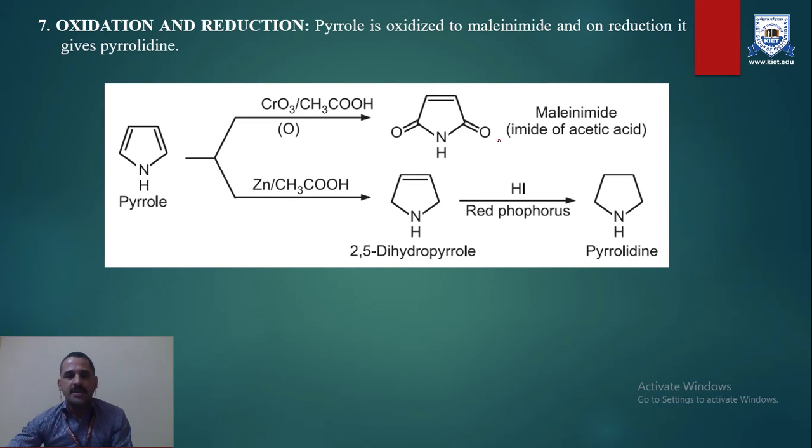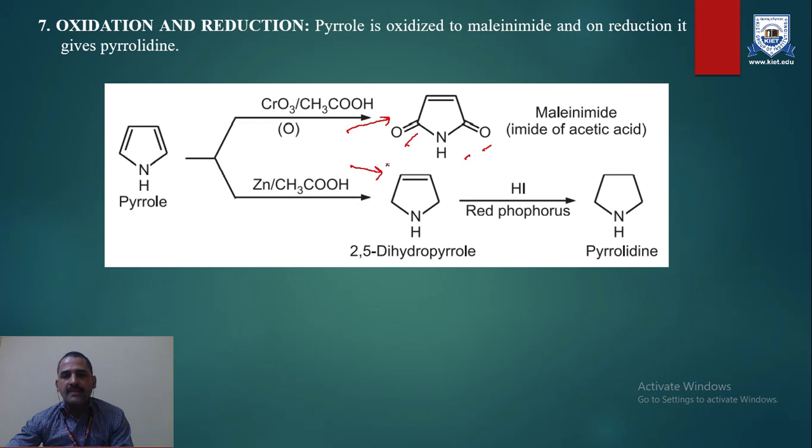Oxidation and reduction reactions. So dear student, in an oxidation reaction generally the oxygen atom will be attached to the molecule, and in a reduction reaction generally the hydrogen will be attached to the molecule. So in the presence of chromium trioxide and acetic acid, the dioxo substituted pyrrole will form in the oxidation reaction, and in the reduction reaction, zinc metal will be utilized with acetic acid.